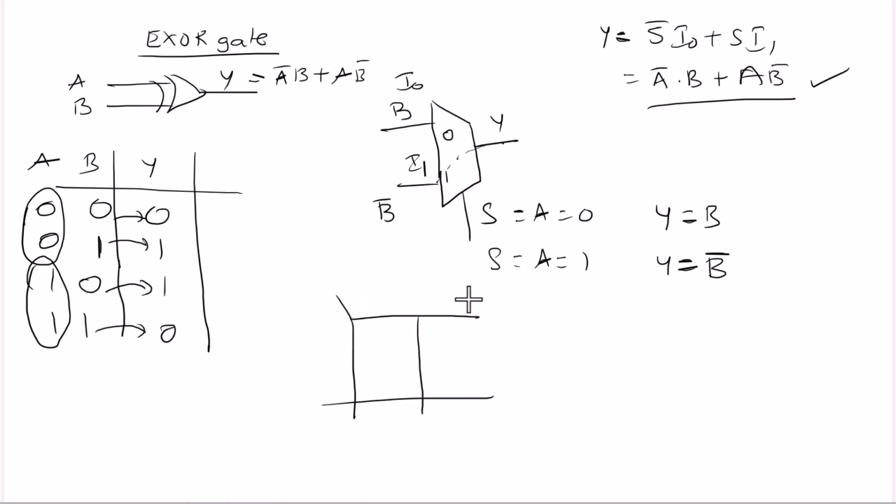You can justify this here like this. Here it is I0 and I1, it is A bar and A. So for 0, M0 is 0, M1, M2, M3, the min terms.